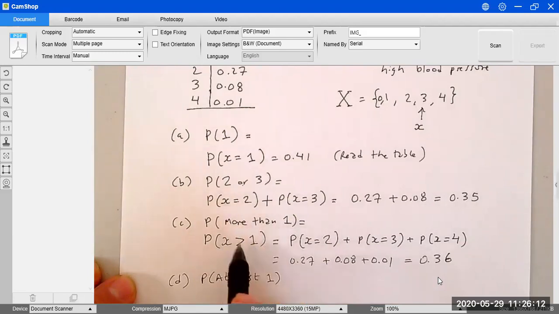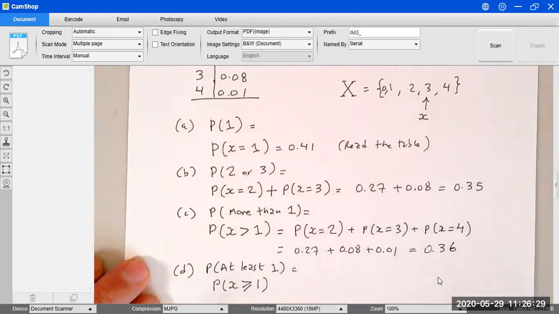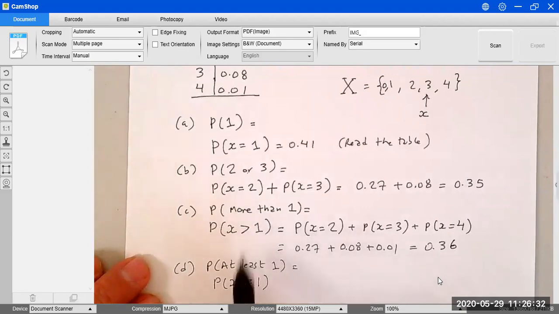More than 1 and their equivalents, equivalent expressions in algebraic notation. So more than 1 is just greater than 1. At least 1 means that it's going to be greater than or equal to 1. So that's the difference between these two cases. It's important to read carefully. At least 1 means 1 or more, and more than 1 means only greater than 1.